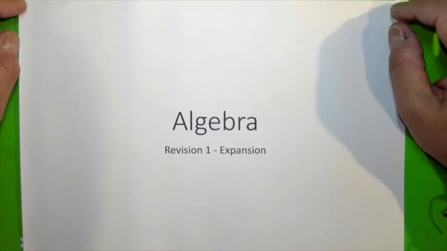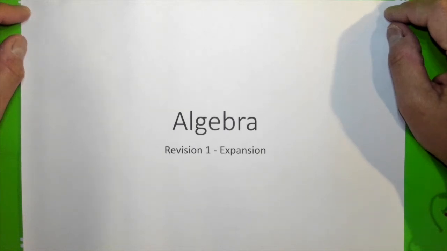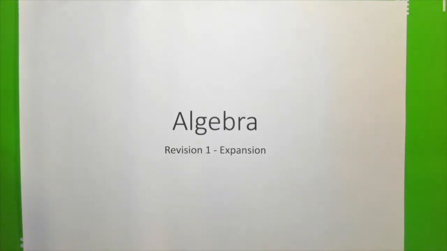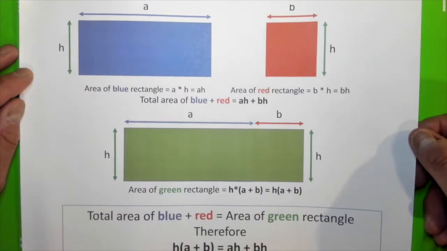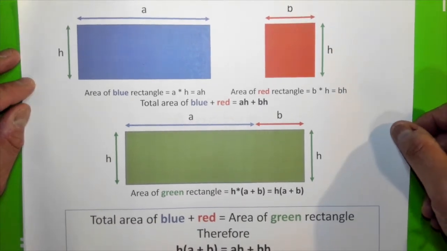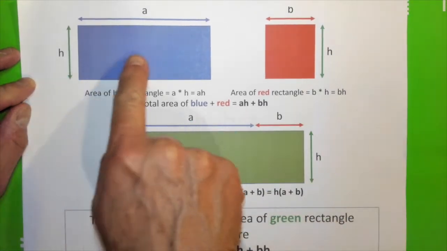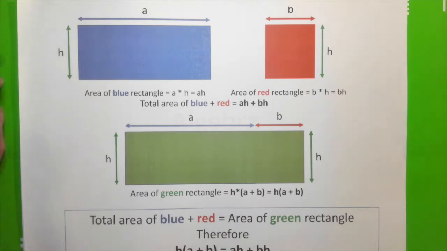We are actually going to start on algebra. Before we start the lesson on algebra, let's do some revision, looking at expansion of algebraic equation. Now first, let's have a look at a blue and red rectangle.